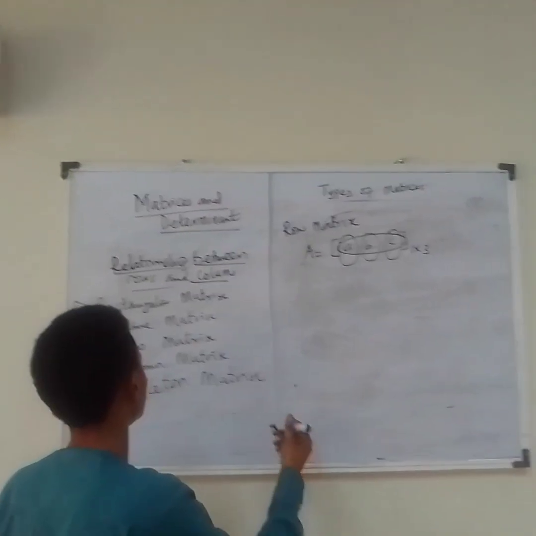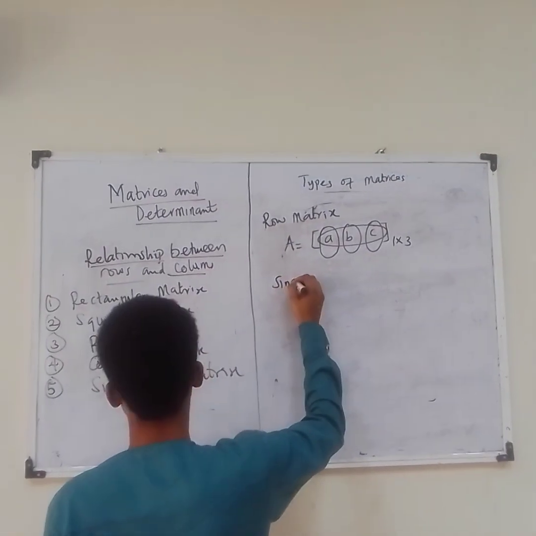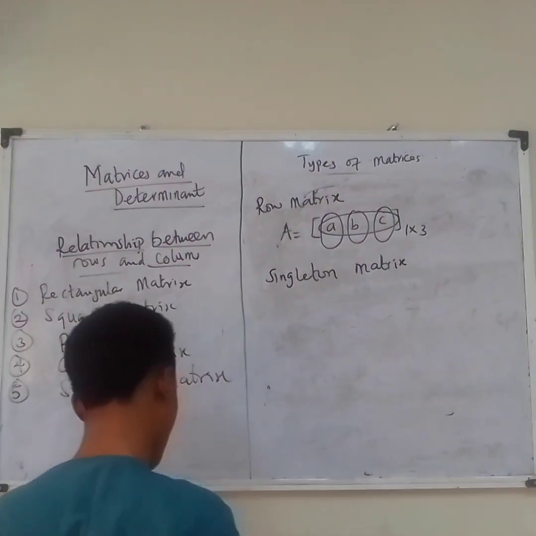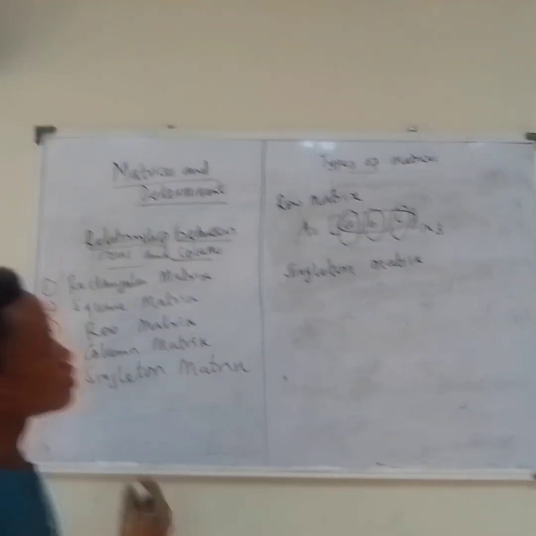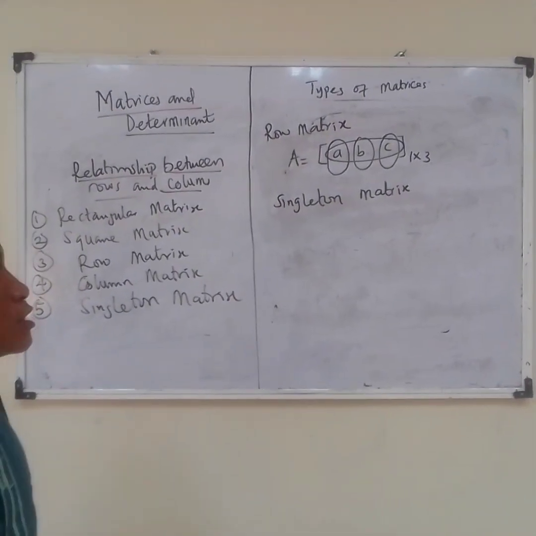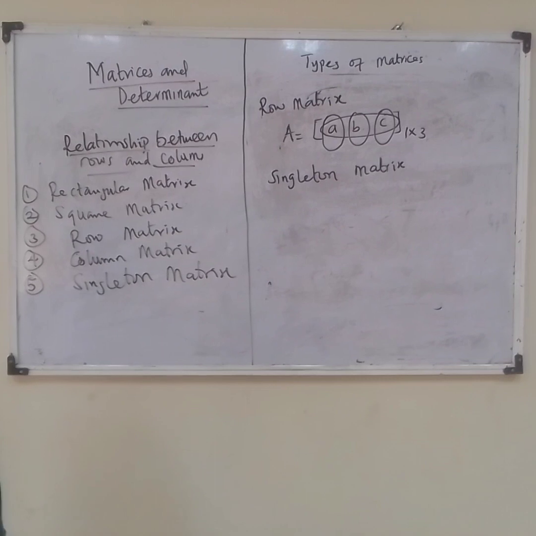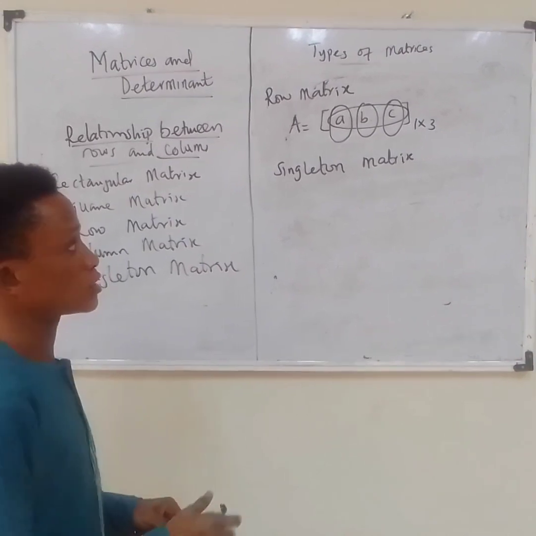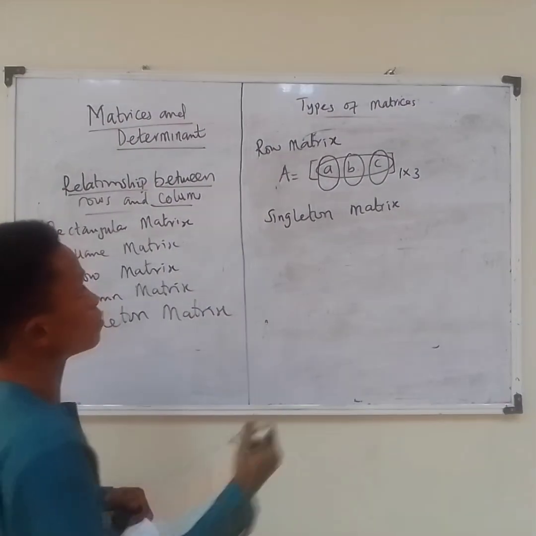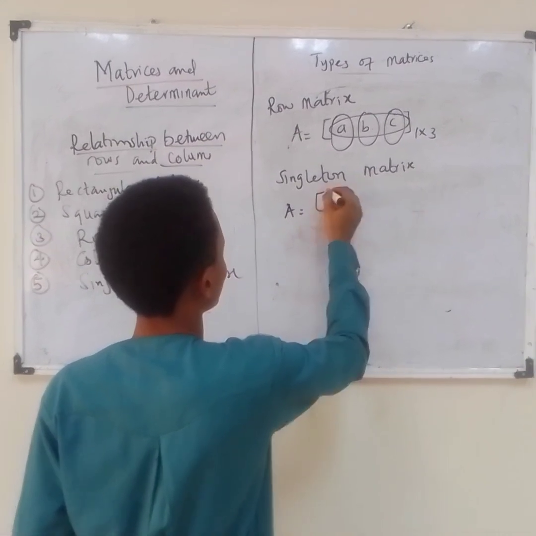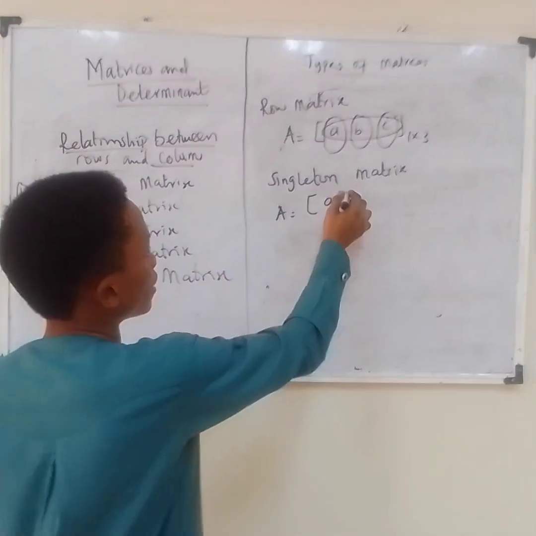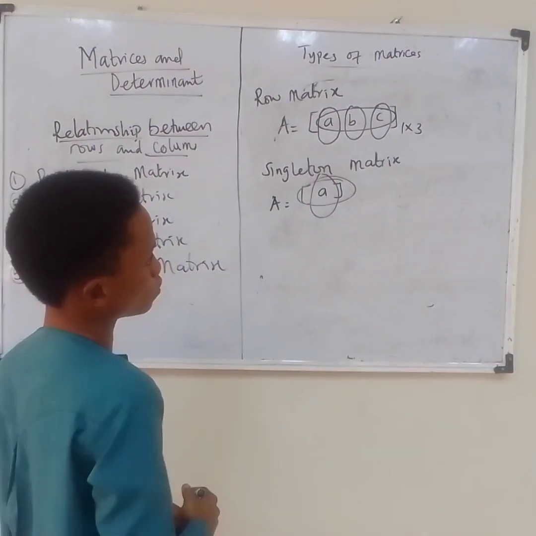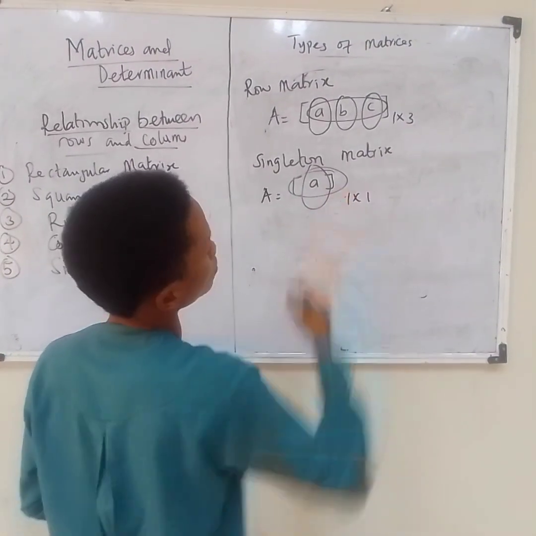Then the next one is the singleton matrix, a one single element matrix. In the other matrices, we can say this is your rows and this is your column, but in this matrix we have a one by one matrix, where your row is the same thing as your column. If for instance matrix A equals only the element A, we can call this horizontal, and we can also call it vertical. So therefore this is a one times one matrix.